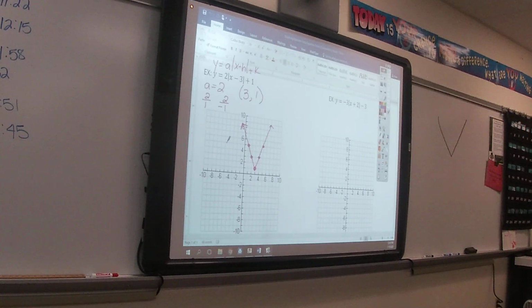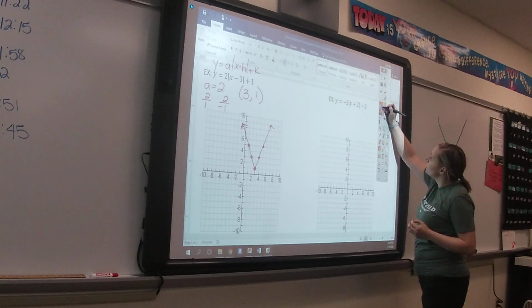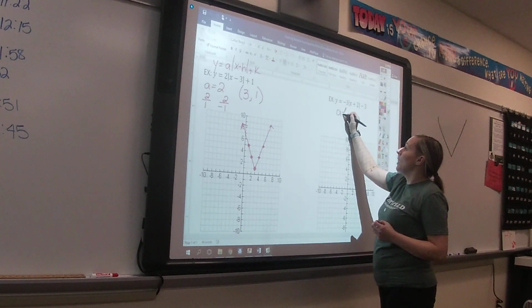How do I feel about that one? I mean, that's not that much new information, right? This is very similar to point slope form. So let's look at our second one over here. What's our a equal? Negative 3.